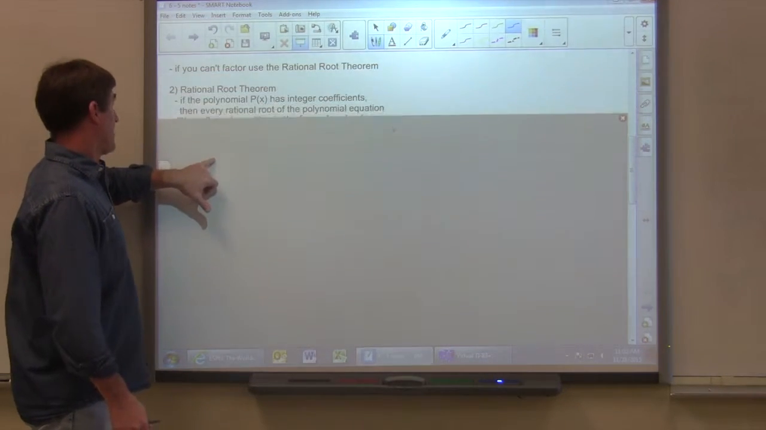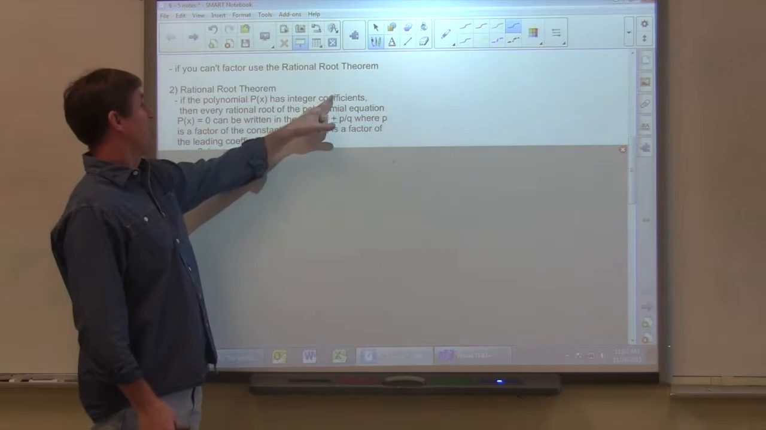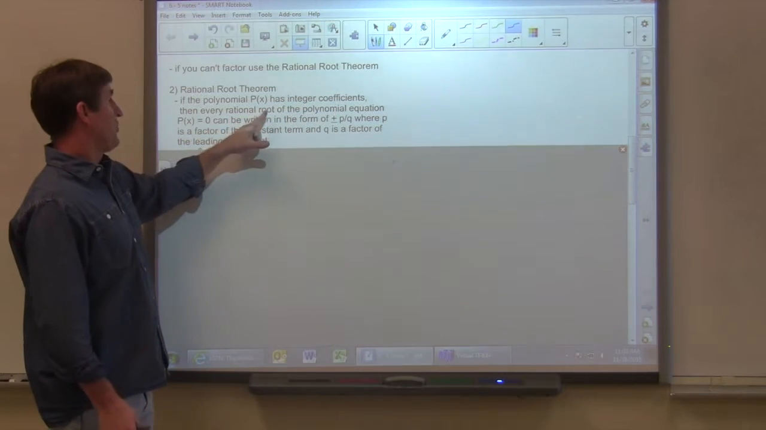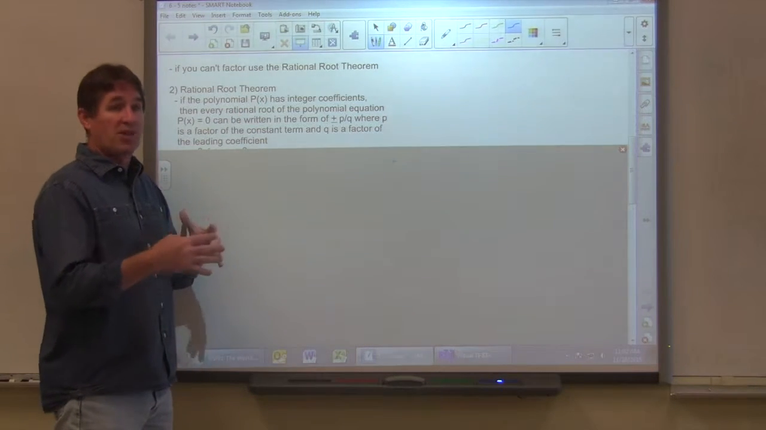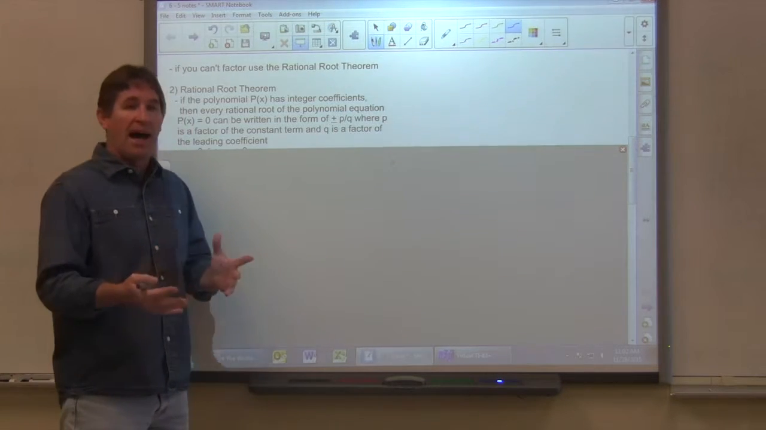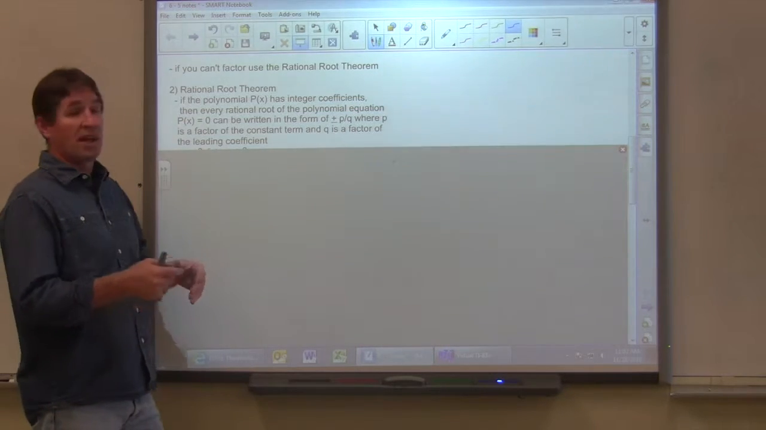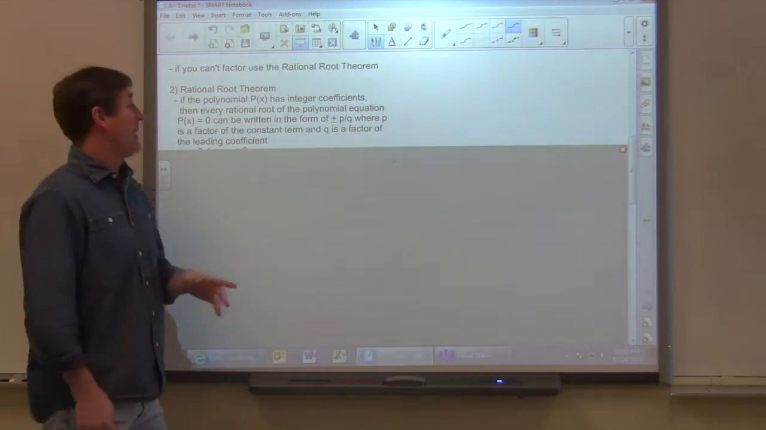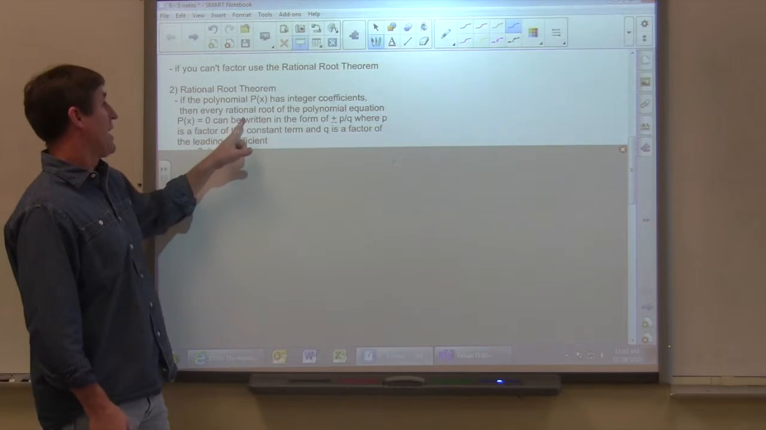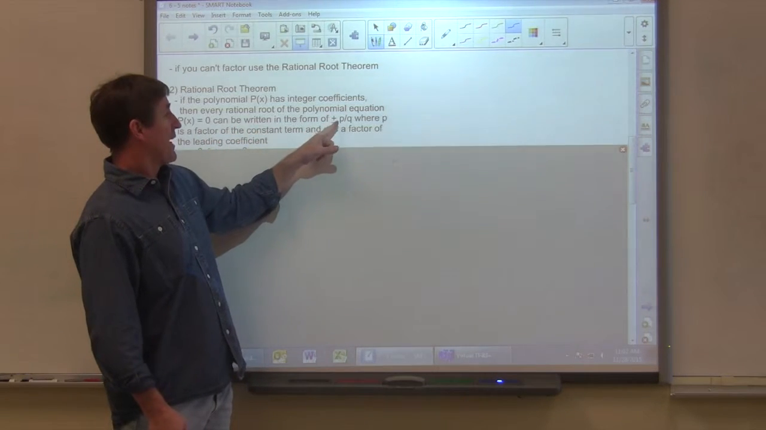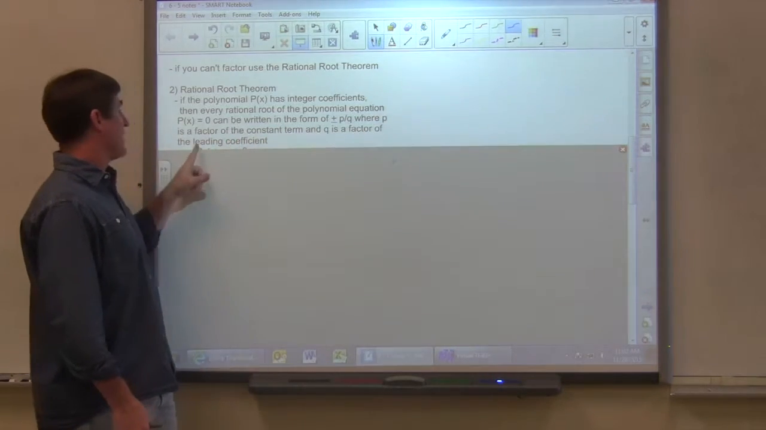root theorem. And the rational root theorem says, if the polynomial p of x has integer coefficients, then every rational root, so this would only be the real numbers and only the rational numbers. So irrational numbers like square root of 5 or imaginary solutions or complex solutions like plus or minus 5i, those won't show up in this, but all the rational roots of the polynomial equation p of x equals 0 can be written in the form of plus or minus p divided by q, where p is a factor of the constant term and q is the factor of the leading coefficient.